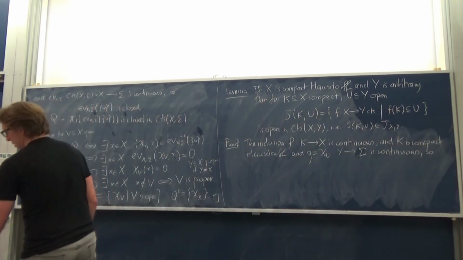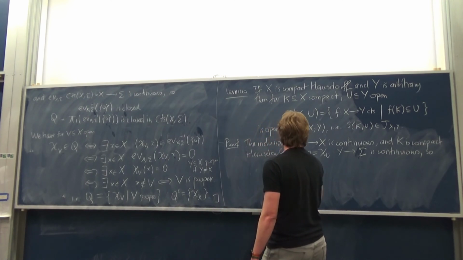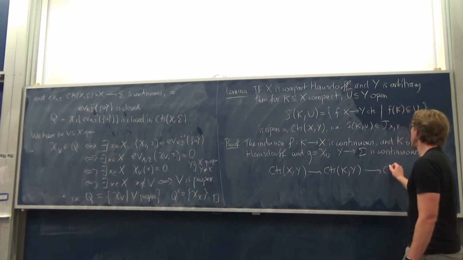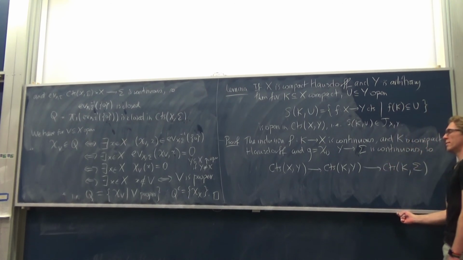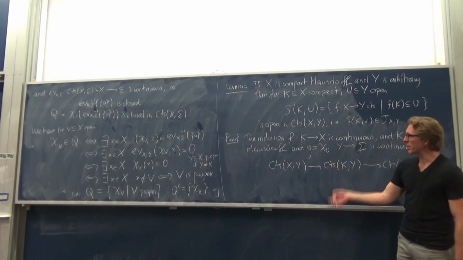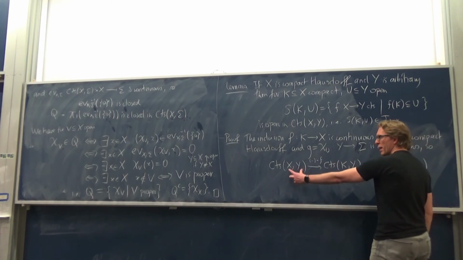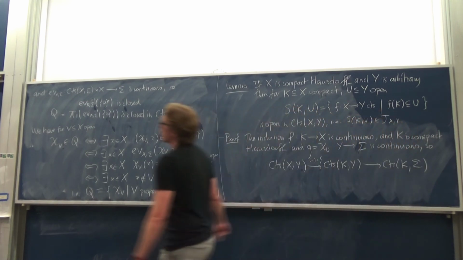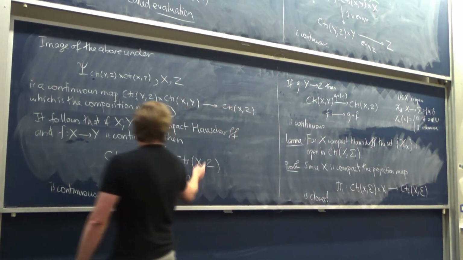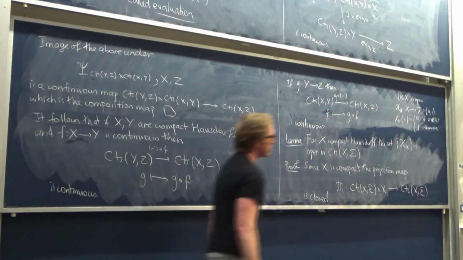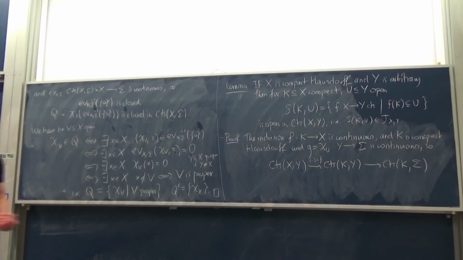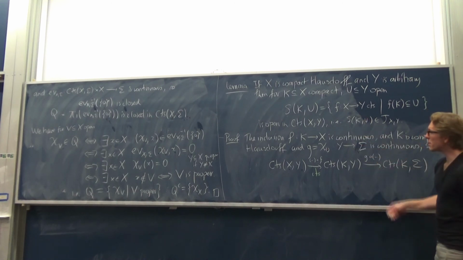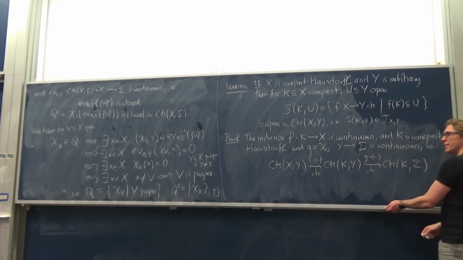So this is the map that precomposes with F. Take a continuous map from X to Y and restrict it to K. That's what it means to precompose with the inclusion. That's continuous because that's this thing here. This was continuous as long as those two things were compact Hausdorff, and they are. So that's a continuous map. This map here is post-composition with G, and that's also continuous by what we discussed. So that whole thing is continuous.